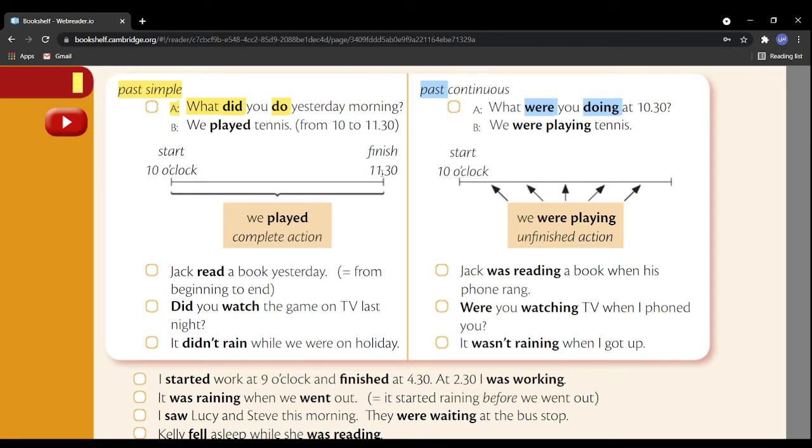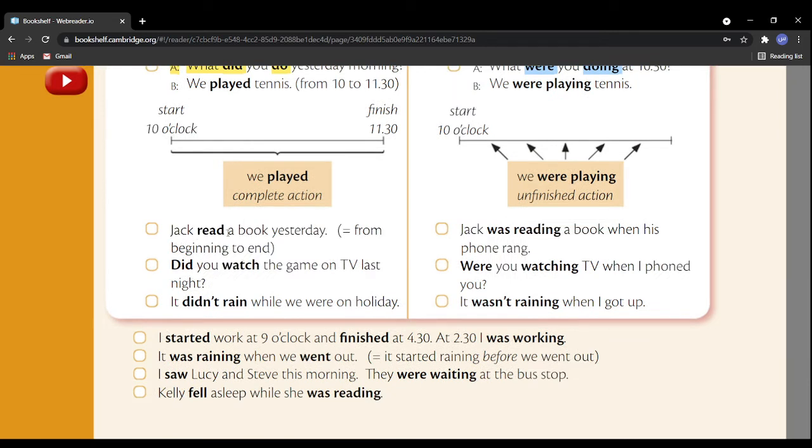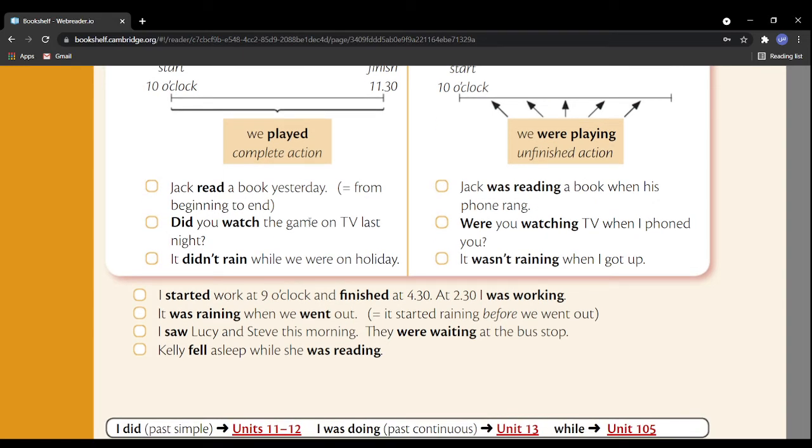Remember? الساعة 11. جاء واحد قال, what were you doing at 10:30? I called you, but you didn't answer. تقول له, we were playing tennis. I'm sorry, I couldn't answer you. That's an example. So see here, Jack read a book yesterday from the beginning to the end. خلص. قرأ كتاب معين. Did you watch the game on TV last night? Yes, I did.